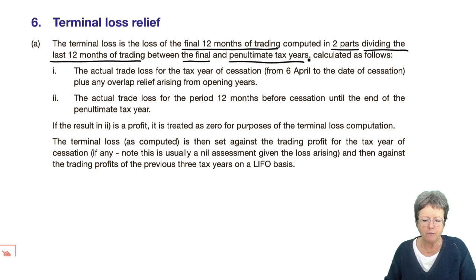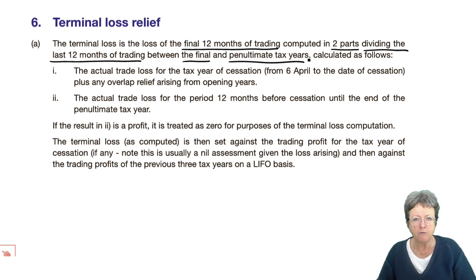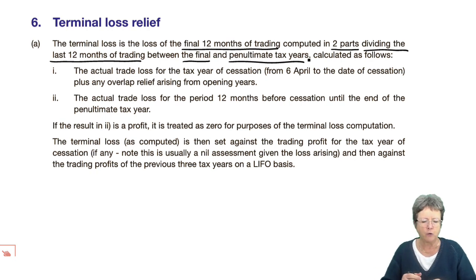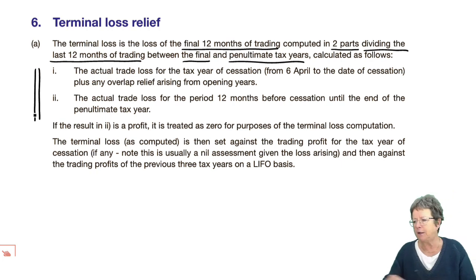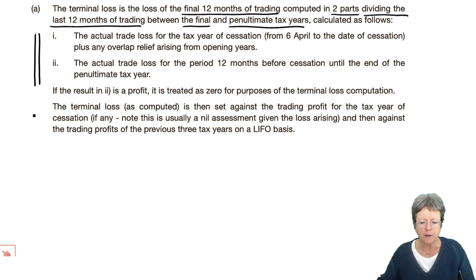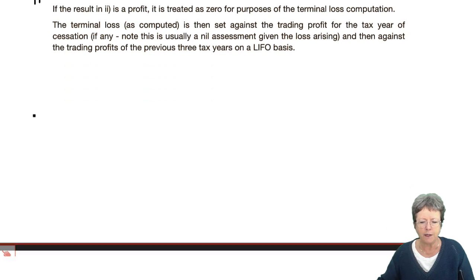Okay, so we've got the actual trade loss in the year of cessation, plus any overlap relief that arises from the opening years, and the actual loss for the period 12 months before cessation until the end of the penultimate year. Now that's the rule. I've just read them out to you. I'm going to explain it to you. It's much easier if I explain it to you thus. Okay, are you ready?